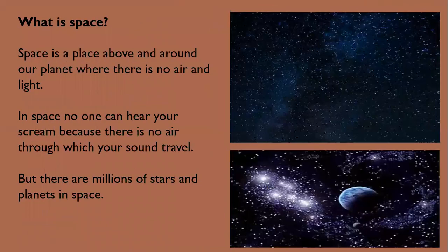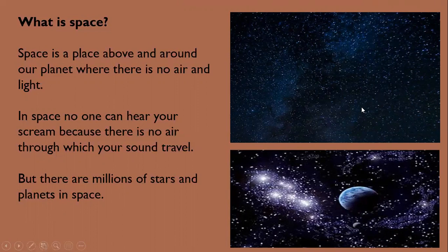Then next I told you about the space. What is the space? Space is a place above and around our planet, around all other planets also, where there is no air and no light. But there are millions of stars and planets in the space. This is our earth in the space. And these all are the stars and planets.